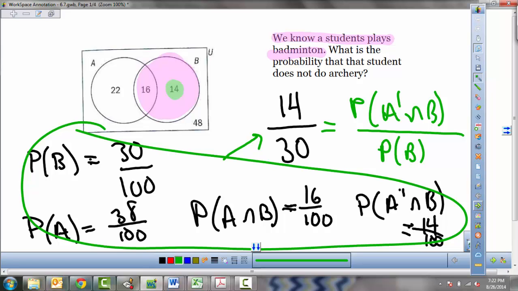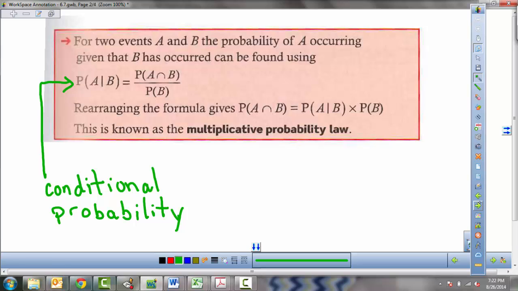What we're talking about here is conditional probability. What is the probability of A given B? For two events, A and B, the probability of A occurring given that we know B has occurred can be found using this formula. Probability of A intersect B, A and B, divided by the probability of B, divided by the condition that we were given.